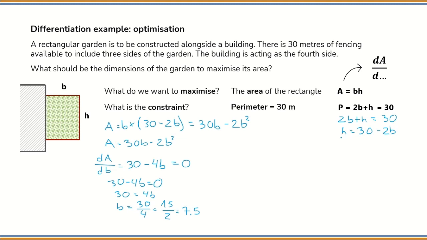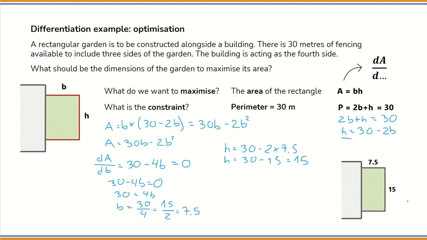Now I can calculate height. So height equals 30 minus 2b. 30 minus 2 times 7.5. So height is 30 minus 15, and this is 15. The dimensions to maximize the area of the garden are 7.5 and 15.